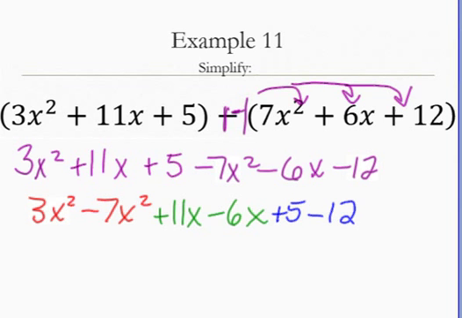Once we have everything grouped together, we can go ahead and combine our like terms. So 3x squared and negative 7x squared will make negative 4x squared. 11x minus 6x will make a positive 5x. And the positive 5 with the negative 12 will make negative 7. Check to make sure it's in standard form. We have x squared, and then an x, and then a constant. Looks good, so we're done.